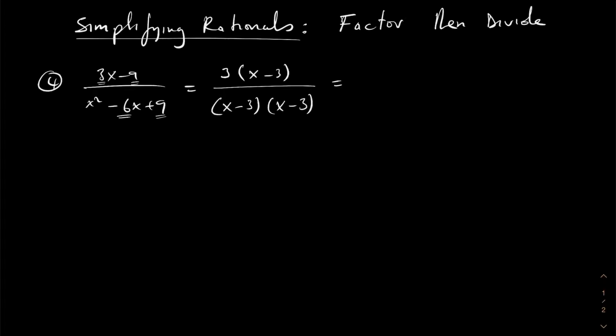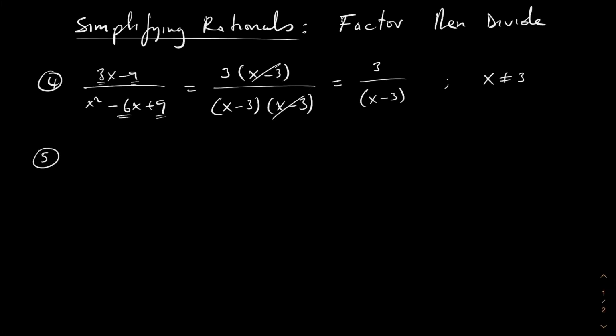And so with that, this is completely factored. And so now you can go to step 2 and divide out any common factor. x minus 3 and x minus 3 are common, so that will go away. And all you have left is just 3 divided by x minus 3. And just as a side note, the domain for this particular rational expression would be all numbers except for 3.